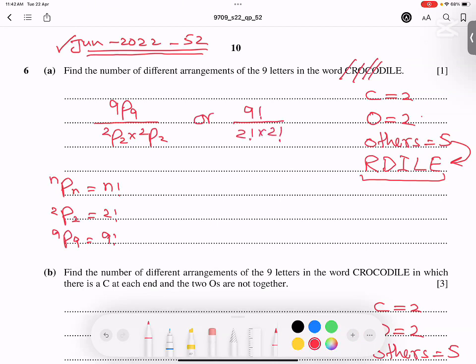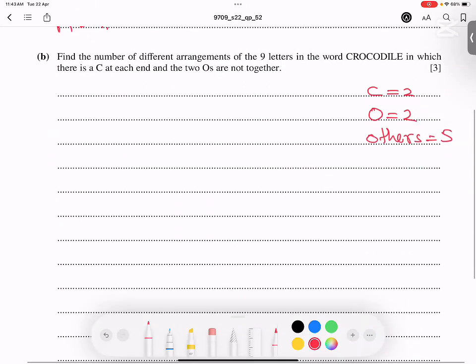And if we type this in the calculator, let me check 9 factorial divided by 2 and 2. So I got 90720. This is the total number of arrangements we can have. So I hope so, students, this is very clear. Let's go for the next part.